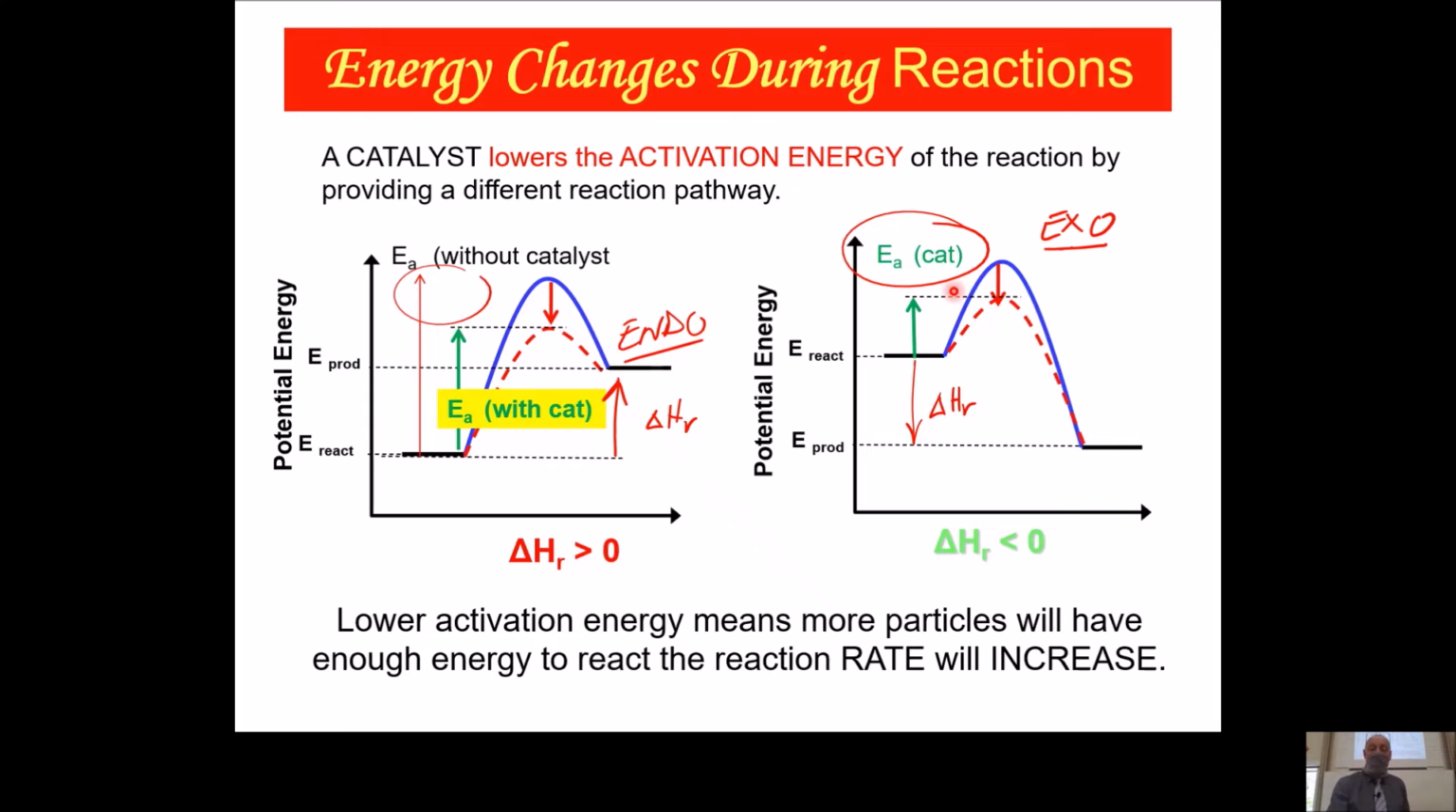So the activation energy with the catalyst is now the red curve, which is significantly lower than it was. So now more particles have got the energy required to react, so more particles can react, and you get more reactions per second. So that speeds up the reaction. Catalysts don't slow down, they speed it up.